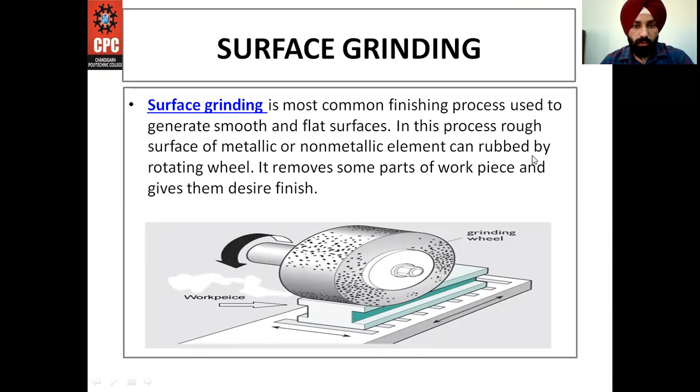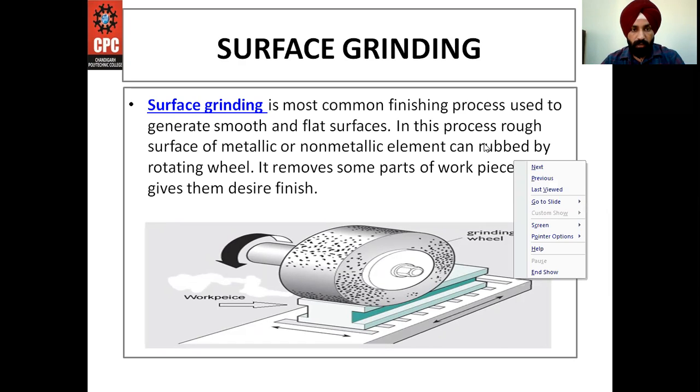Surface grinding is the most common process used to generate a smooth and flat surface. In this process, the rough surface of metallic or non-metallic elements is rubbed by a rotating wheel. It removes some parts of the workpiece and gives it the desired finish. This method is employed to grind precision V-blocks, piston rings, snap gauges, faces, precision washers, and steel parallels on hard materials.